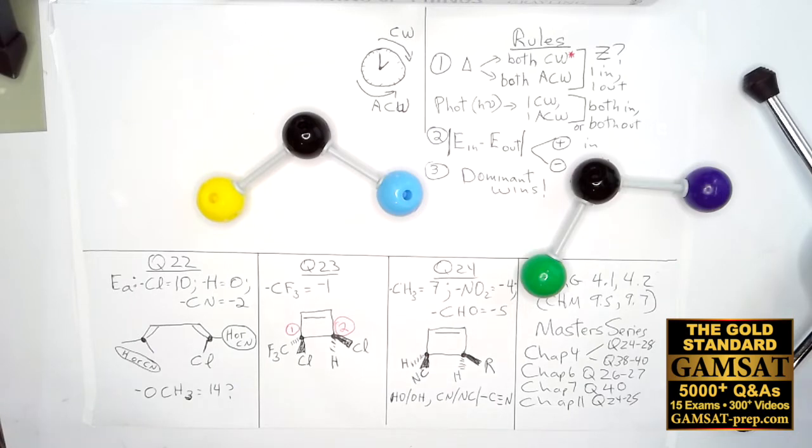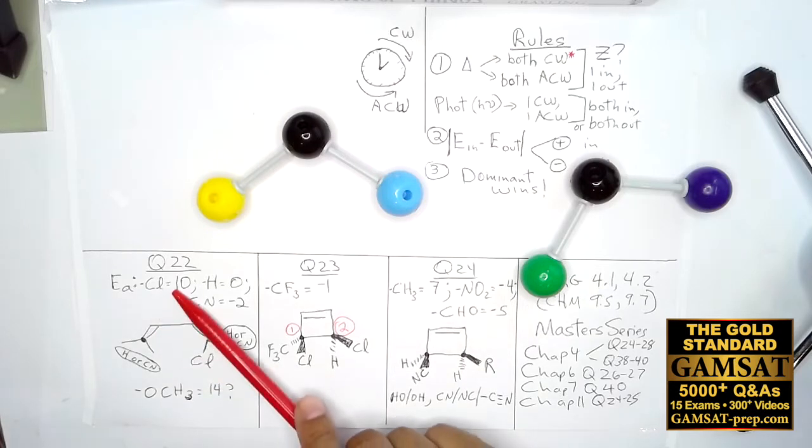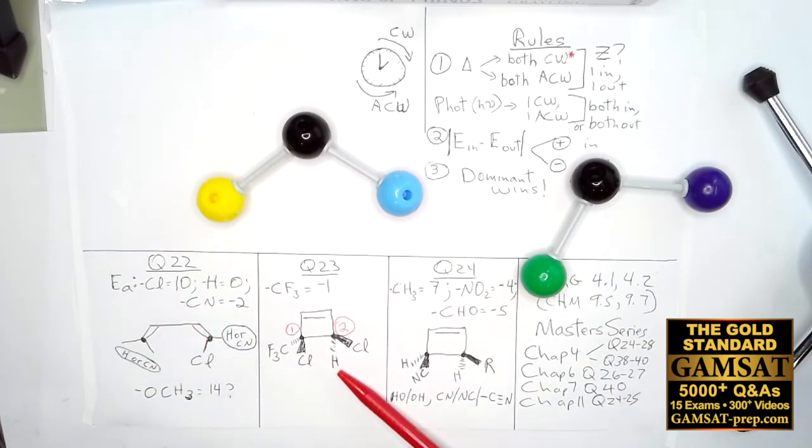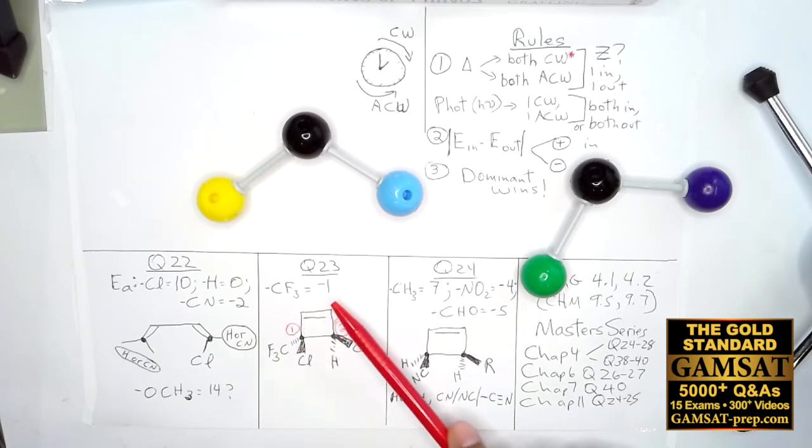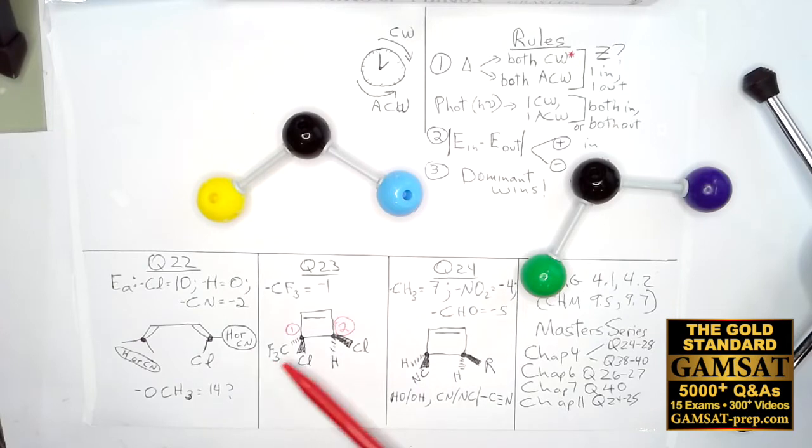And so for 22, the answer is A. Always rotate in. And now on to question 23. So here we have chlorine, which is plus 10. We have hydrogen, which is 0. And now we have CF3, which is minus 1. And this time we know where each one is placed in the molecule.